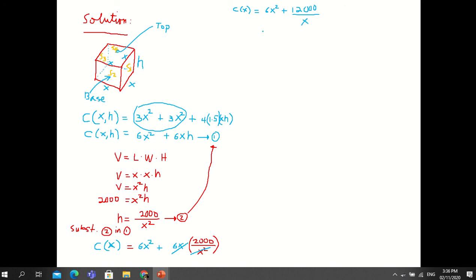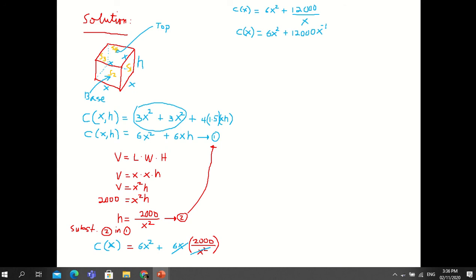Okay, or we can rewrite this as c sub x equal to 6x squared plus 12,000, and we can bring x up. So x is understood to have an exponent that is equal to 1. So when you bring this up, this will be to the power negative 1. Okay, so that is now our cost function.